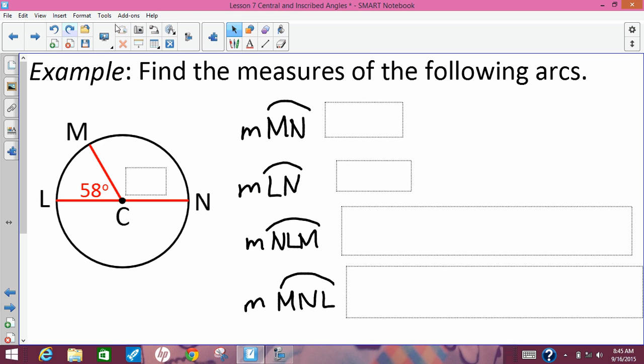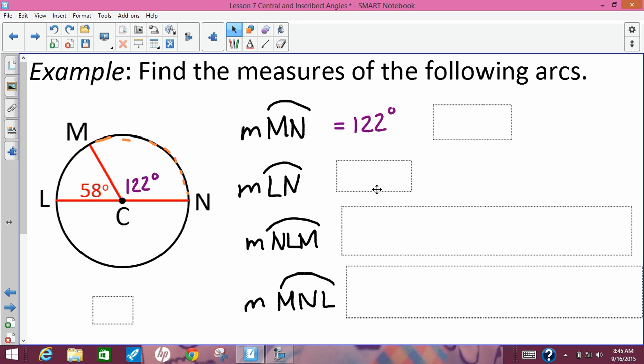So let's find a bunch of different arcs in the same picture. We know that LM is 58 degrees. If we want to find the measure of arc MN, then we first need to know what its central angle is. This angle here and the angle that our arc corresponds with form a linear pair, so they should add up to 180. So that means that angle is 122 degrees, which makes arc MN 122 degrees.